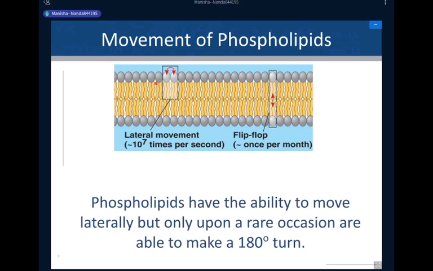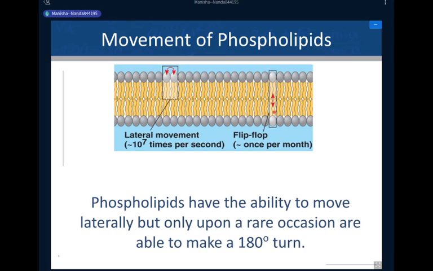Now, this lateral movement is very important because this imparts flexibility. We have talked that these phospholipids are self-sealing. If these movements were not there, there would be no flexibility in the membrane.